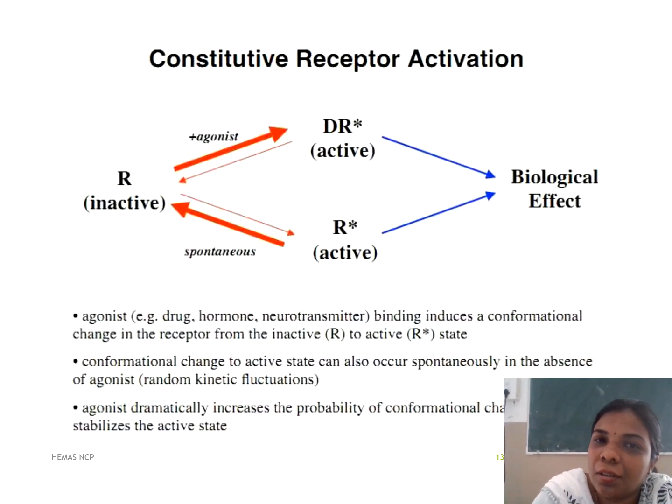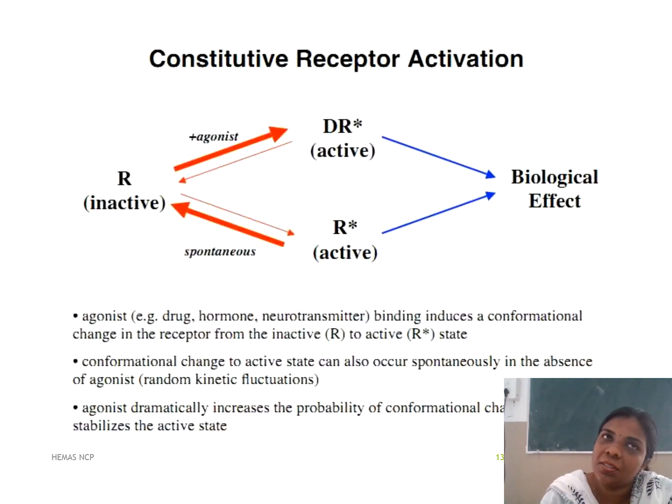Next, constitutive receptor activation. In this picture you can see R and R star. R means inactive state, R star active state, and a biological effect occurs. Agonist, for example a drug, hormone, or neurotransmitter, binding induces a conformation change in the receptor from the inactive to the active state. When an agonist binds to a receptor, there is a conformation change from the inactive state to the active state. The conformation change to the active state can also occur spontaneously in the absence of agonist.